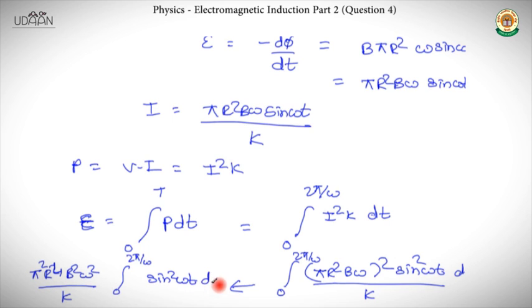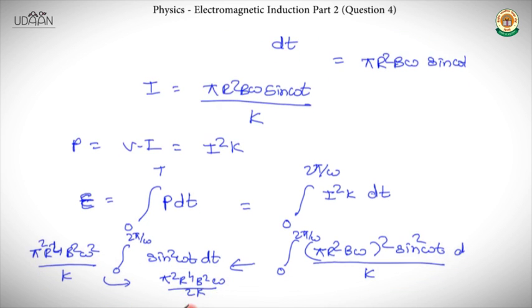I am calculating the energy dissipated finally. If we finally solve this integral, the value of this integral is nothing but 1 by 2 omega. That's right. So finally the answer would be pi squared r power 4 B squared omega by 2k. So basically, we see that this was our answer to the question.